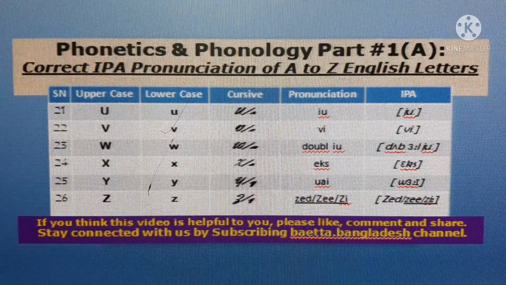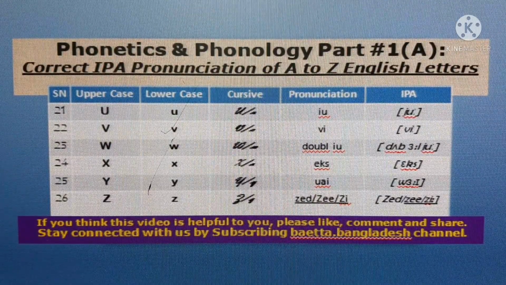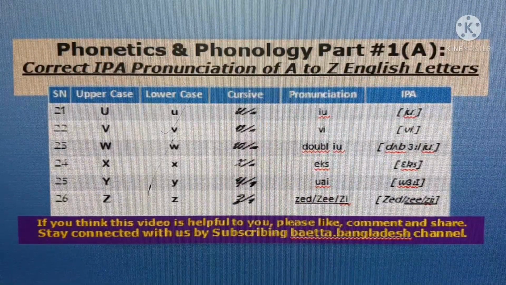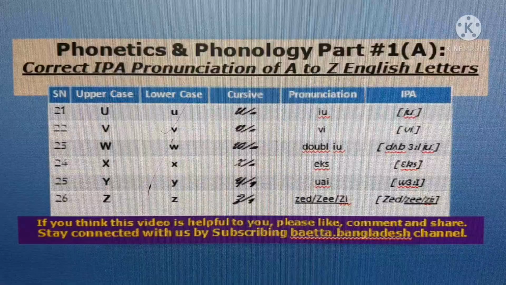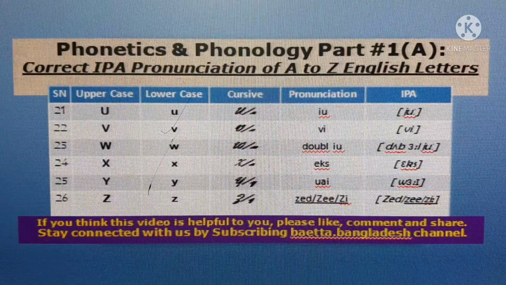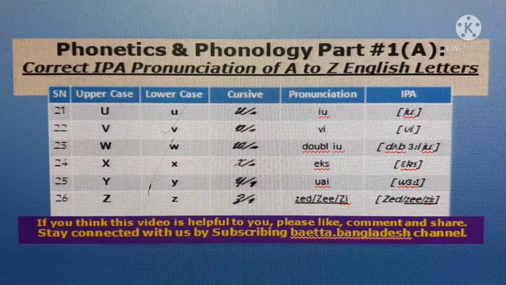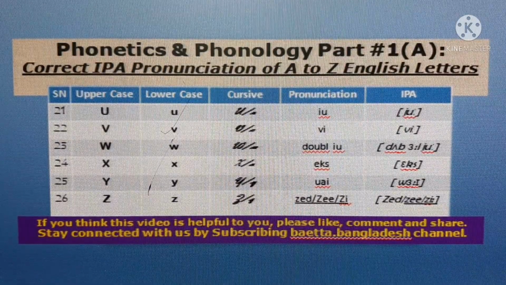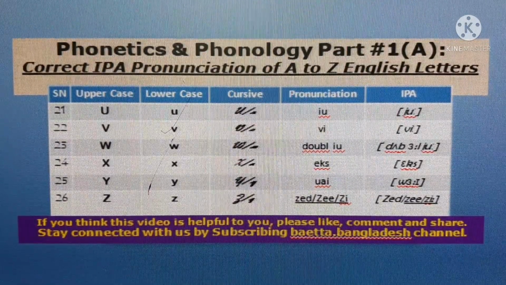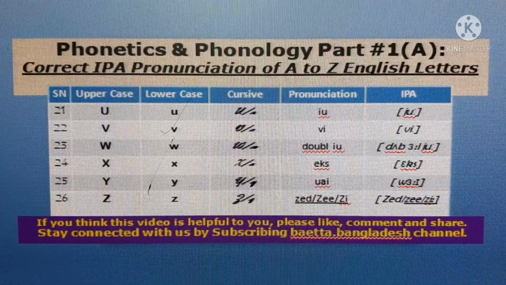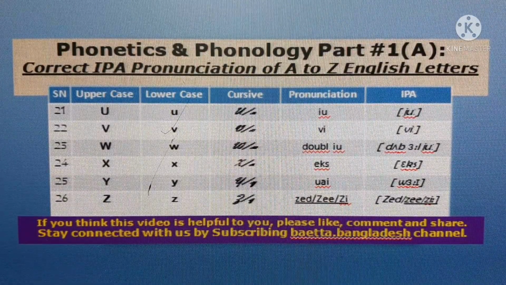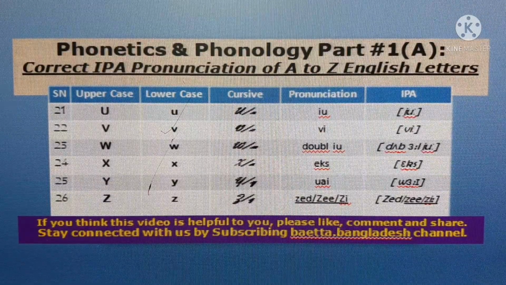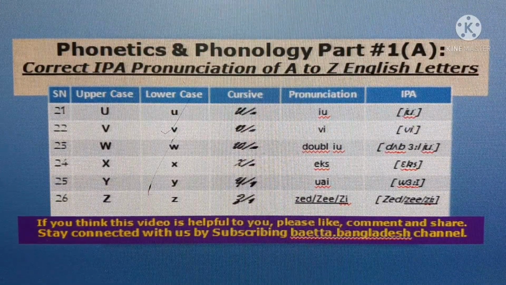Letter number 20, re instead of T, as in ladder, water. Letter number 26, G instead of Z. And sometimes in British dialect, letter number 8 is pronounced as H instead of H.